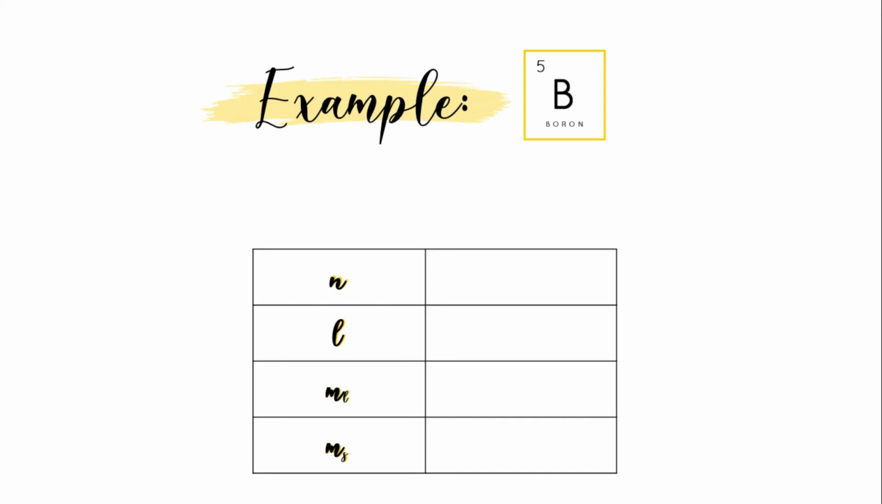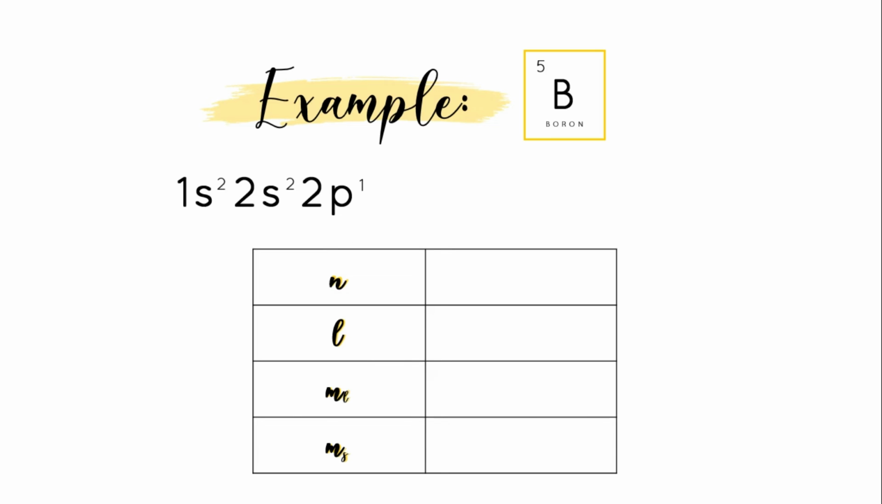Okay, so since boron is the 5th element in the periodic table, its atomic number is 5, and its number of electrons is also 5. Thus, our superscripts must all add up to 5. Following the electron distribution mnemonic, here is the electron configuration of boron: 1s2, 2s2, 2p1. Notice that our superscripts all add up to 5. 2 plus 2 is 4, plus 1, that's 5.